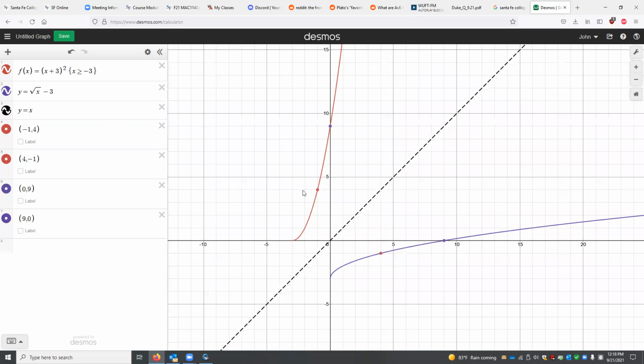Each pair of points here have that symmetry. If you reflect this point straight over the line y equals x, you get this point. If you reflect this point straight over the line y equals x, you get this point. So if you have the graph of f, you can get the graph of f inverse from it. If you have the graph of f inverse, you can get the graph of f from it. And if you're graphing a function together with its inverse, you should check that you have this sort of symmetry.